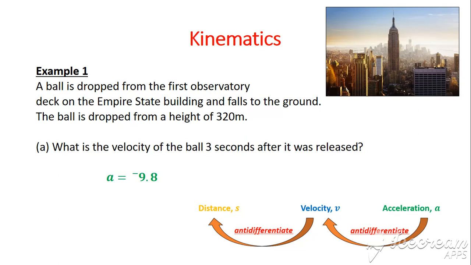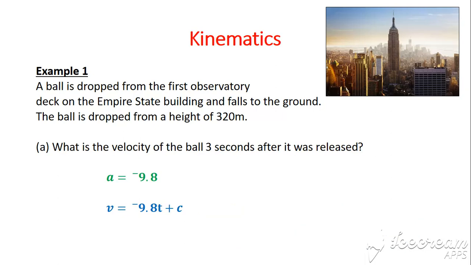We're going to focus on the anti-differentiation to get to velocity. So we need to anti-differentiate it. We need to bring back the x, and we need to plus c. But remember, we're using velocity and time, so we're going to replace the x with a t. So our velocity function is negative 9.8t plus c.